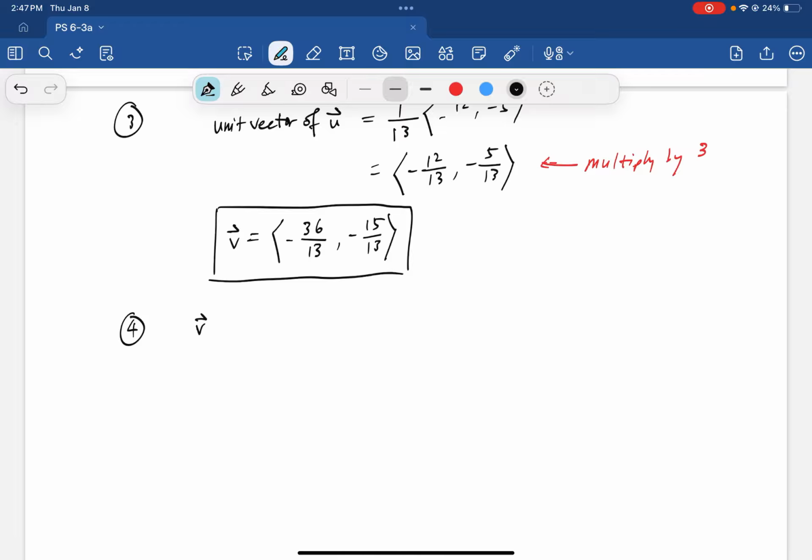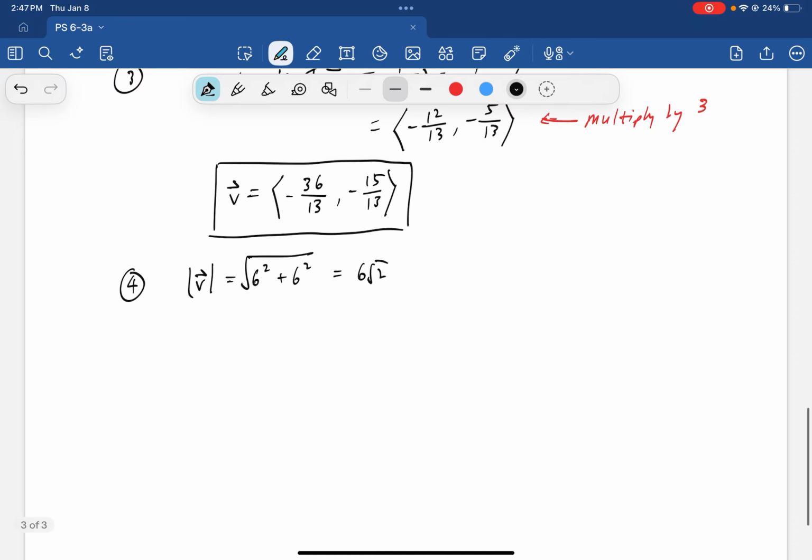Let's first find the magnitude. It's pretty straightforward. The magnitude is the square root of 6 squared plus -6 squared. So it's going to be 6 root 2. And here we actually have a 45, 45, 90 triangle. So we just need to make a quick sketch, and then the angle should be fairly apparent.